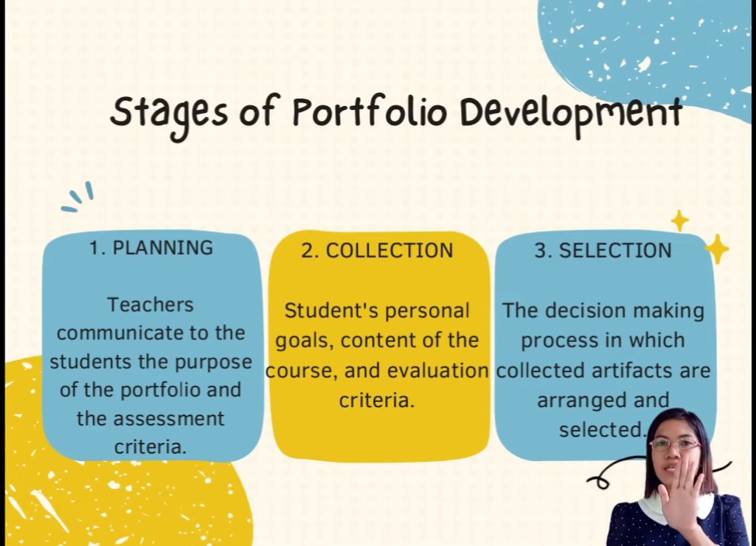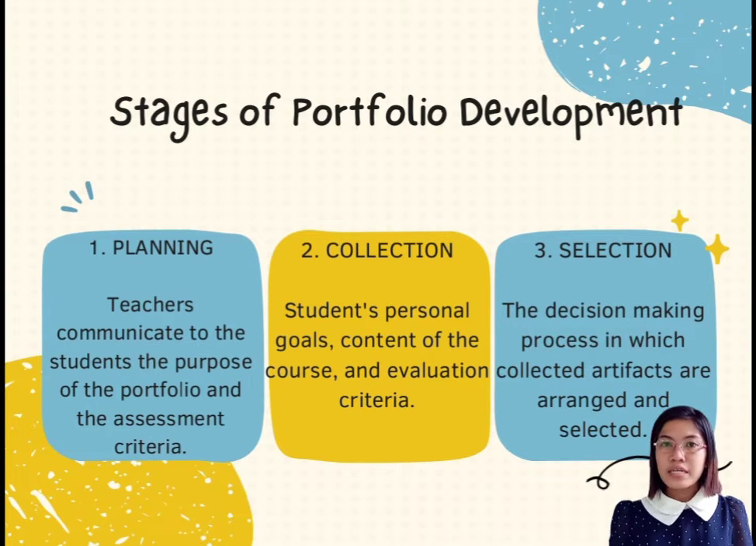So there are 5 stages of portfolio development. First is the planning. Originally, teachers need to determine the function, type, and design of the portfolio. During the planning stage, teachers communicate to the students the purpose of the portfolio and the assessment criteria. Second is the collection. All their coursework collection can be facilitated by remembering the purpose of the portfolio, students' personal goals, content of the course, and evaluation criteria.